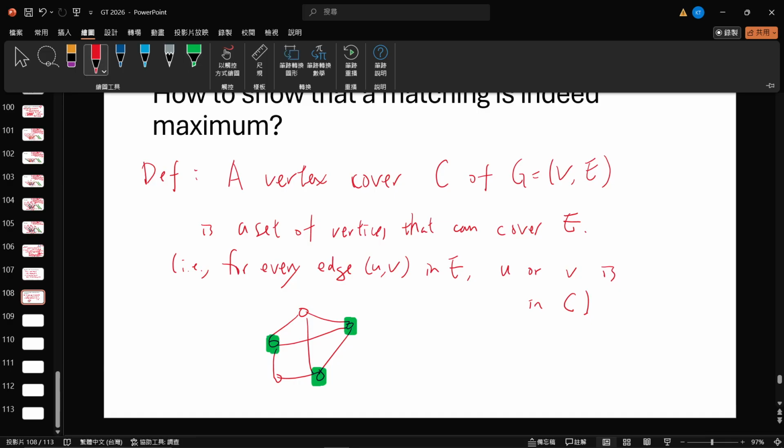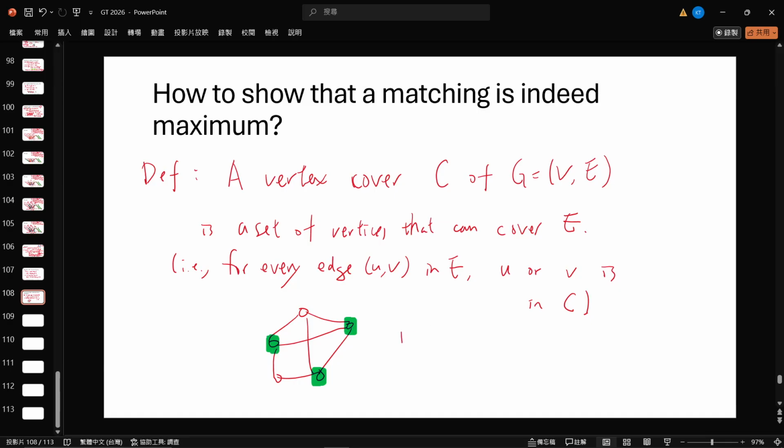So the problem we're interested in is to find the minimum vertex cover. So this is the problem to find the smallest vertex cover.